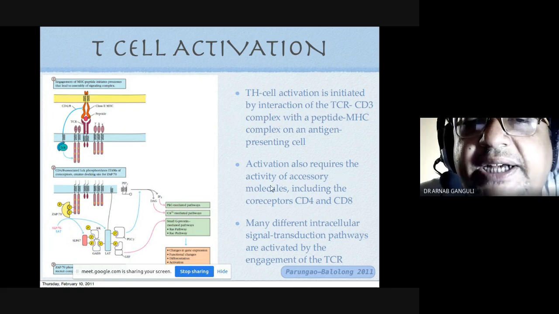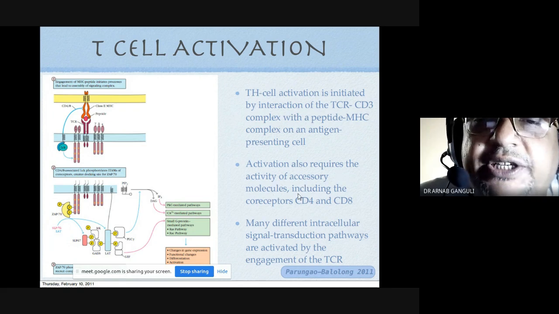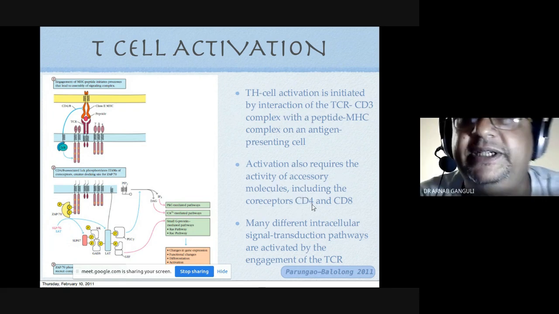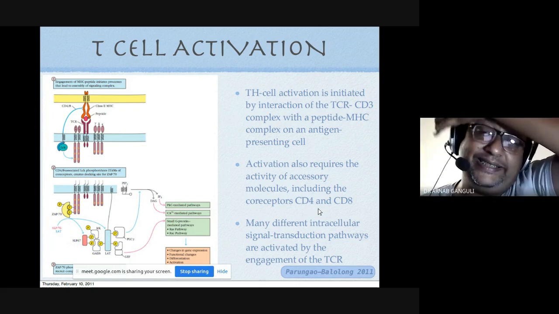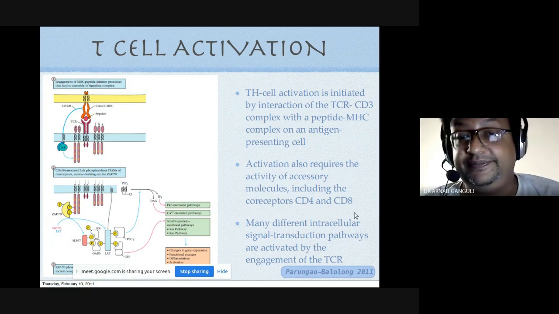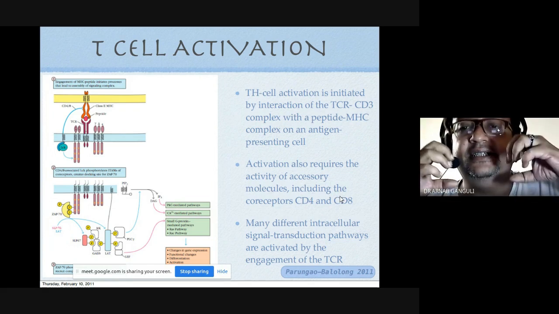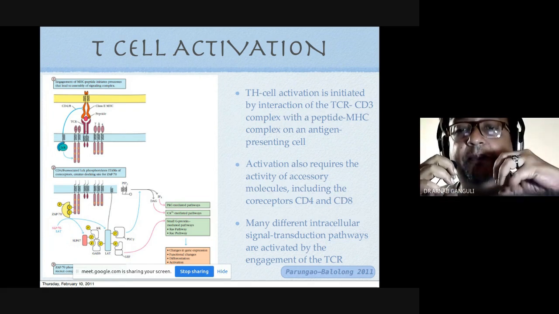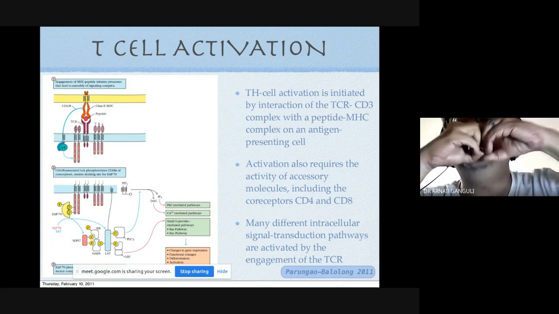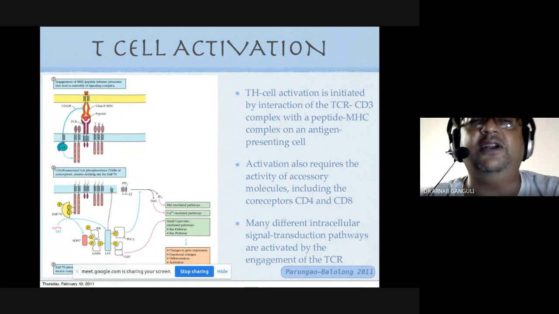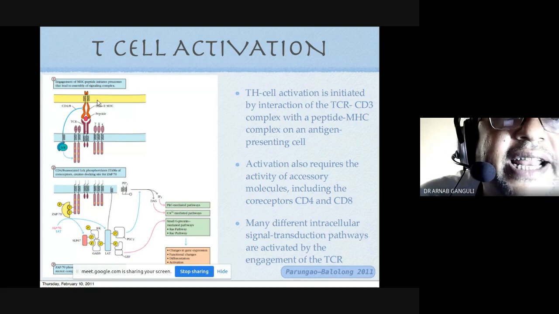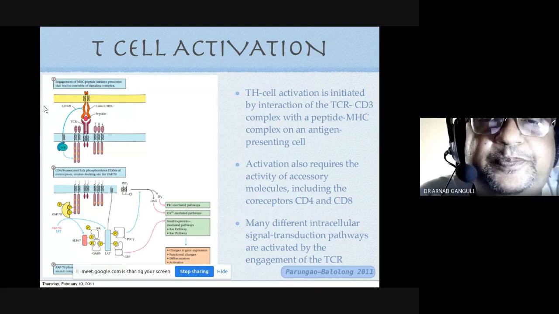Activation also requires the activity of accessory molecules including the co-receptors CD4 আছে আর CD8 আছে। মানে মোট কথা activation requires the CD3 complex and a MHC peptide to interact, নয়তো activate হবে না। This is the interaction which is being shown over here.